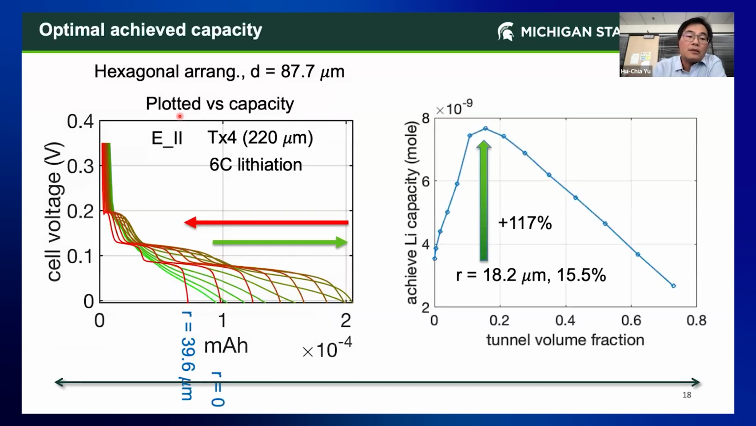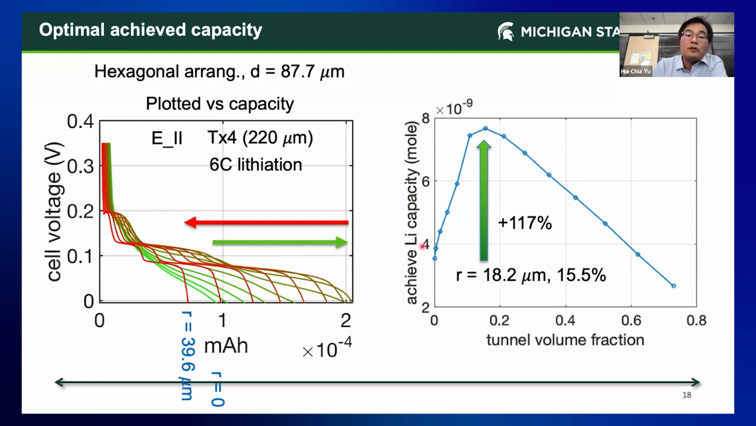So if you plot the actual lithium inserted into the material versus cell voltage, the green one has no tunnel, so it quickly drops your cell voltage, and then more like linearly goes to here and stops at this point when you reach the plating criteria. Then you start to increase the radius of the tunnel. You can see you can insert more lithium at the cutoff point. But after this point, when you enlarge your tunnel, you're actually decreasing the total lithium being inserted simply because you are losing the material, right?